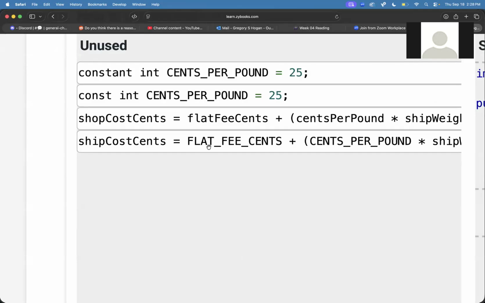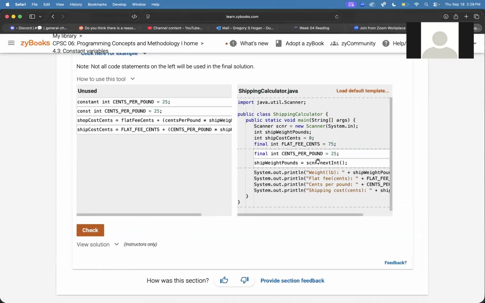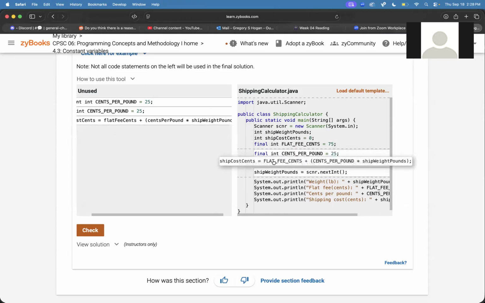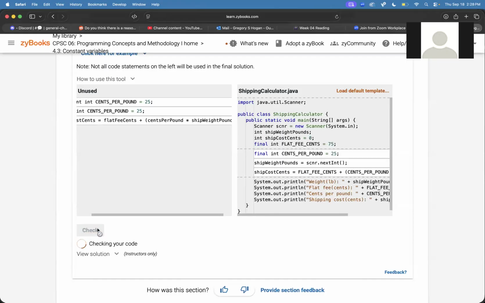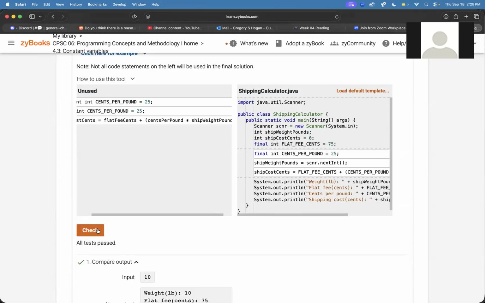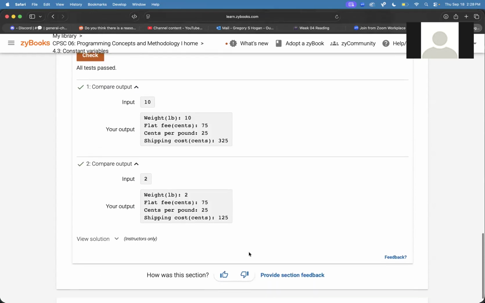You'll see that the bottom one has flat fee cents and it's all capitals with the underscores. And the top one has flat fee cents and it's named the way a normal variable would be named. But just looking over here on the right, what are our variables called? Flat fee cents, all caps. So this must be the right one. So this goes third, and it should also be indented the same as everything else. And that should be it. And it was. So it ran our code and everything was good.